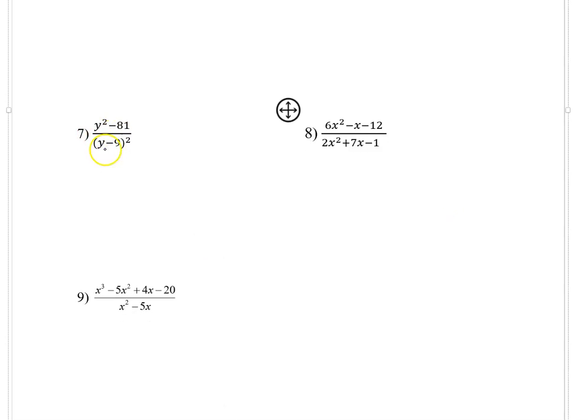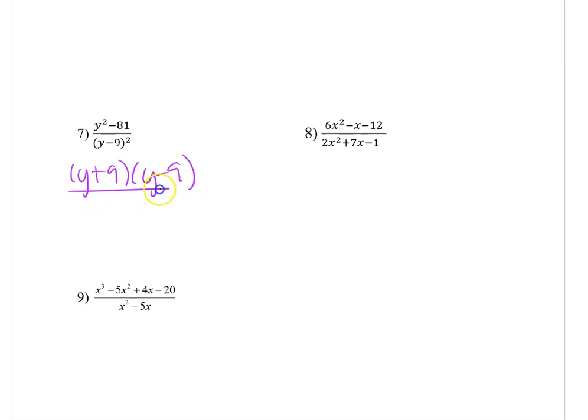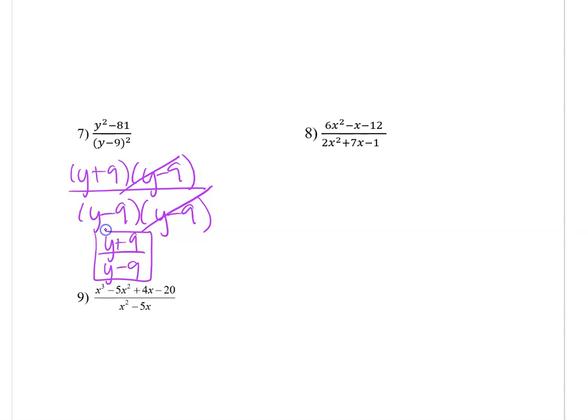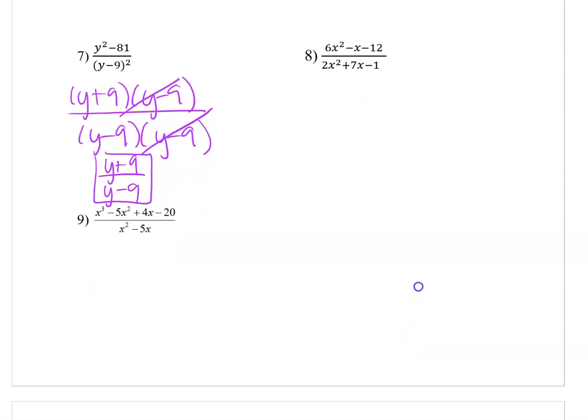Something like 7, top is DOTS. Bottom is just y minus 9 times y minus 9, so I'll write that out twice. My y minus 9's would cancel. It's only 1 in the numerator and 1 in the denominator, because those reduce to 1, and that leaves me with y plus 9 over y minus 9. You cannot reduce that further.